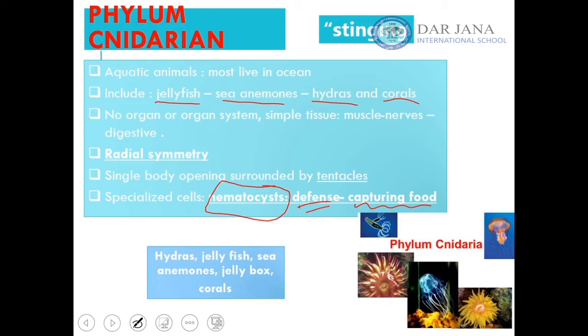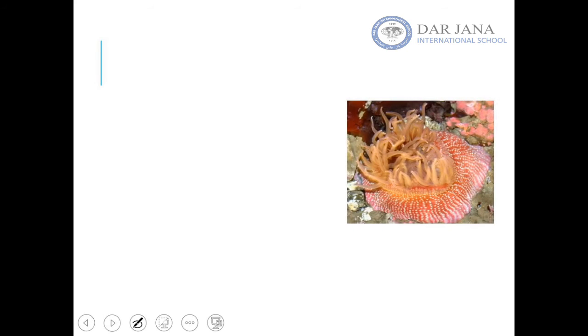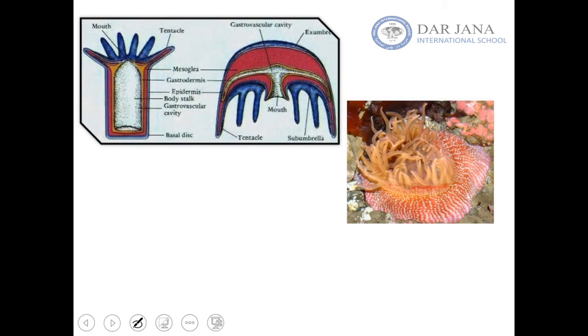Here are examples of cnidarians: we have jellyfish, sea anemones, jellybugs, hydras, and corals. Okay, this is a hydra. Here we have the corals, jellyfish, sea anemones, and jellybugs. This is how the hydras look in real life.